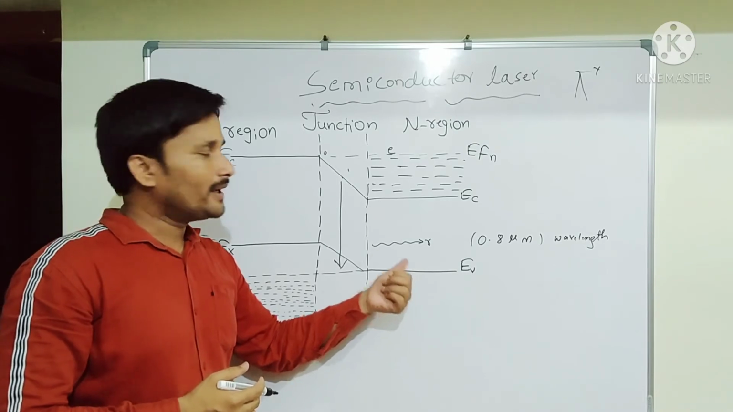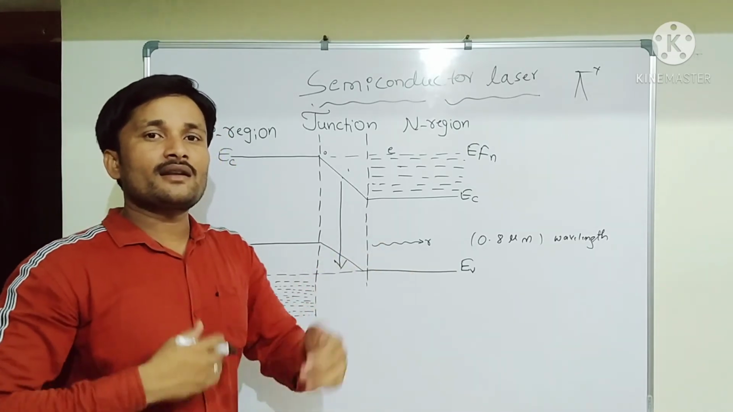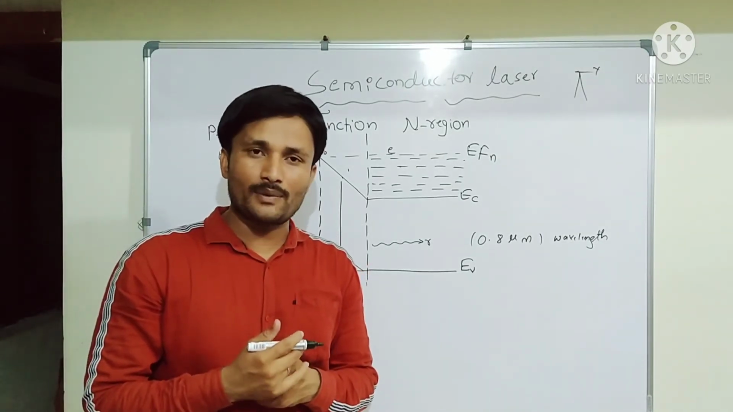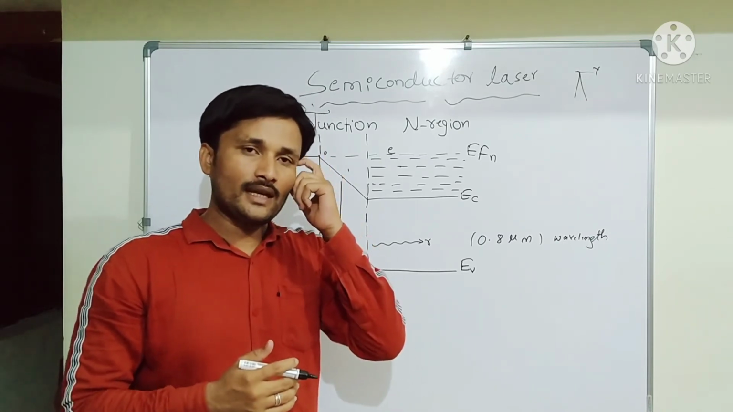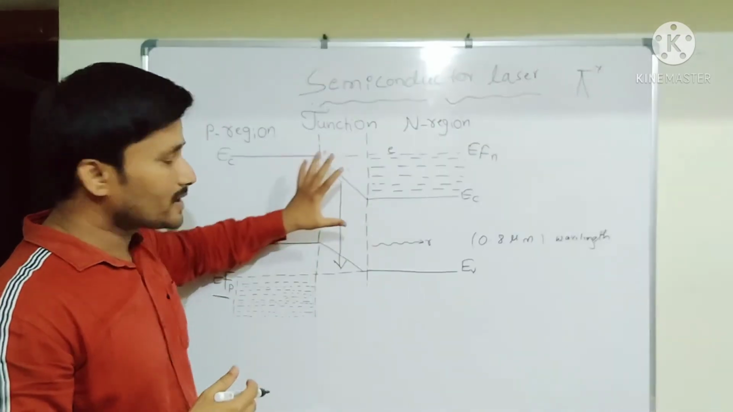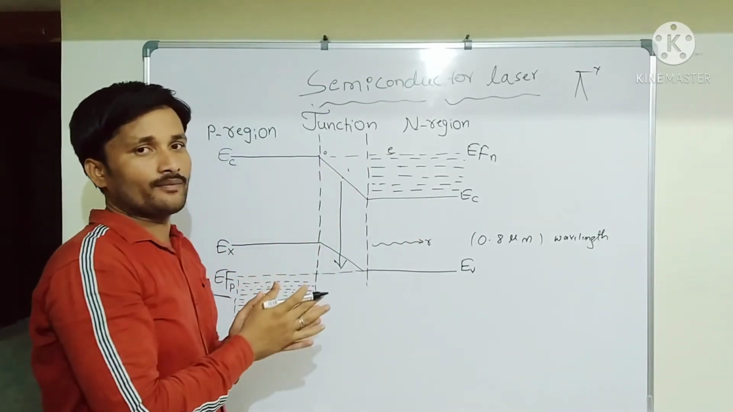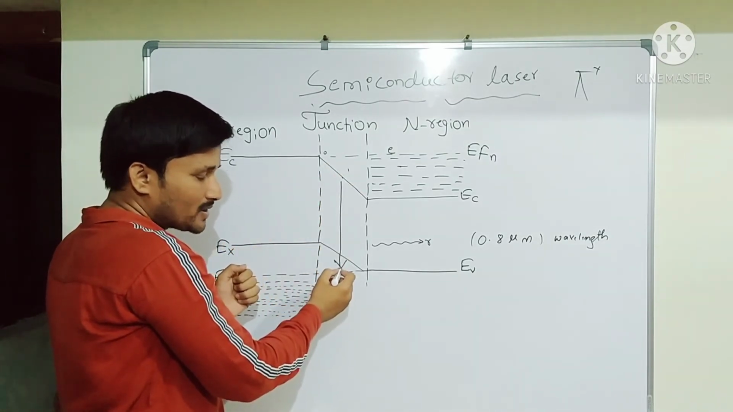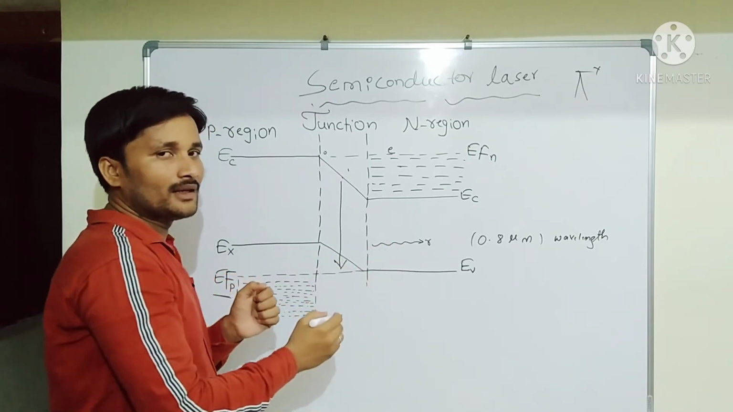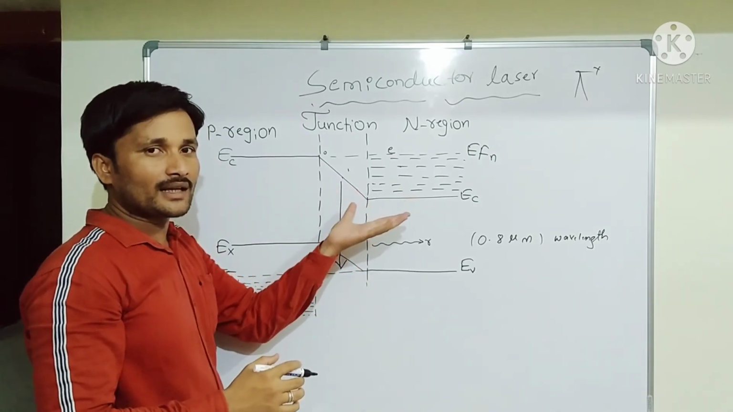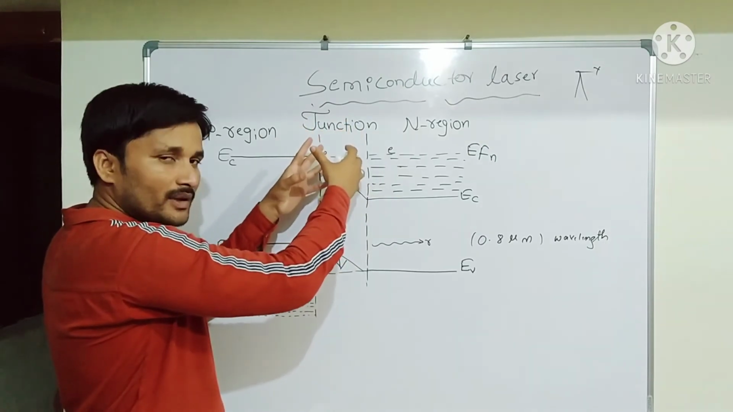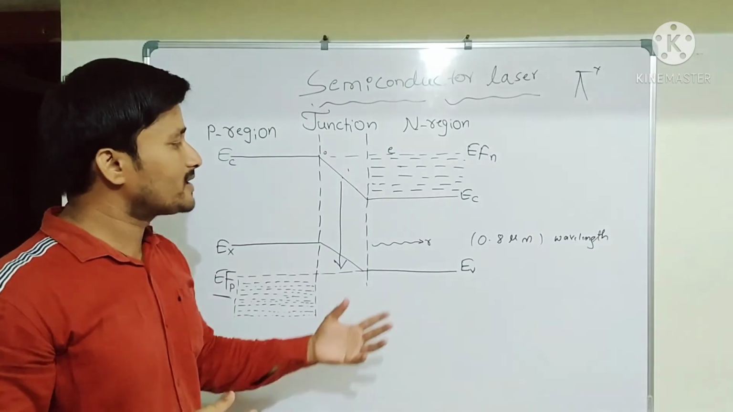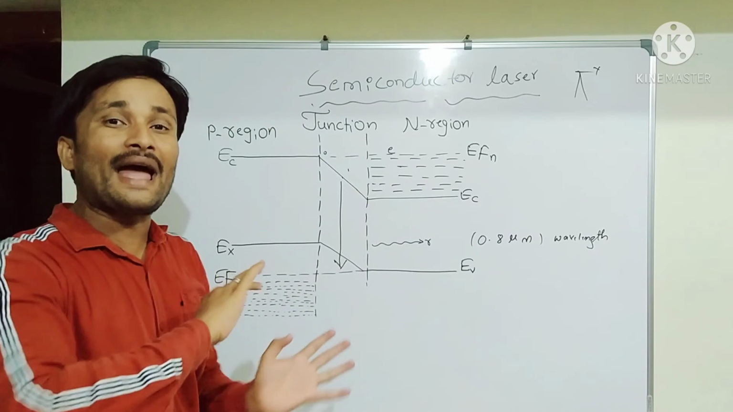Okay, so what is the next process here? When the current reaches its threshold value, a large concentration of electrons and a large concentration of holes enter into the junction. At the time of the spontaneous process only one electron was coming here, but when the current reaches the threshold value, at that time a large number of electrons and holes recombine and the spontaneous emission happens repeatedly. So that leads to the laser beam coming out from that active medium.